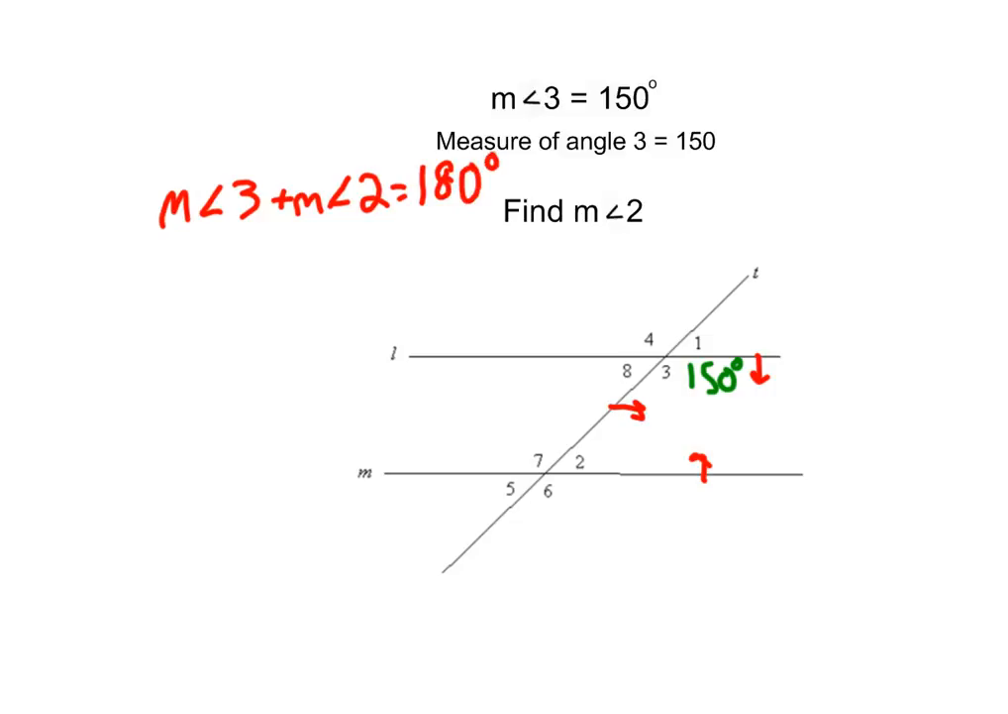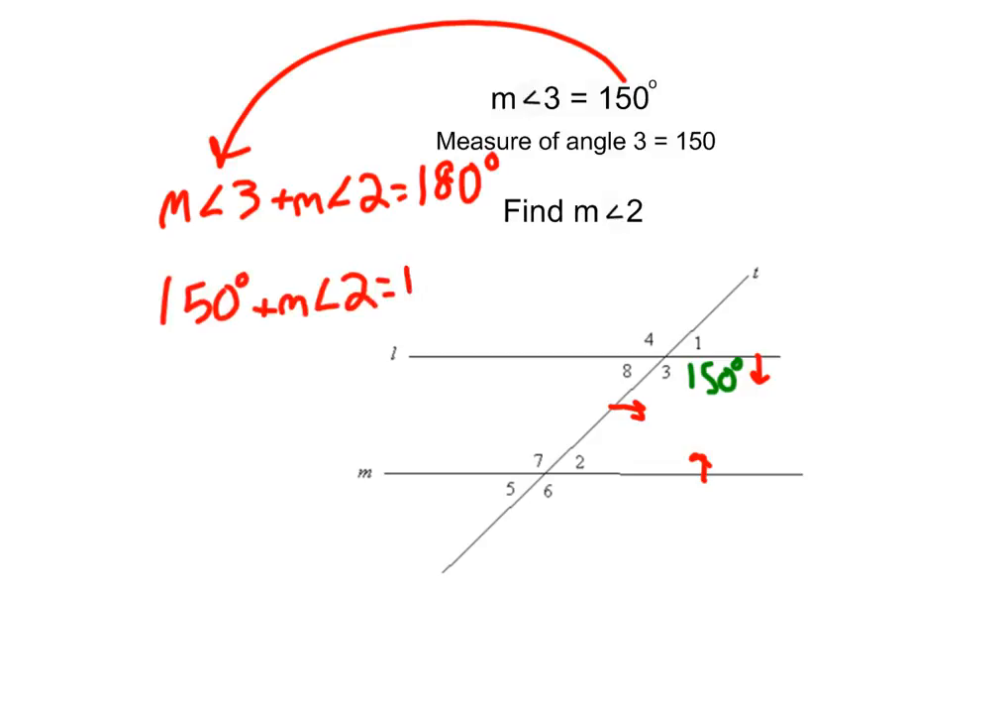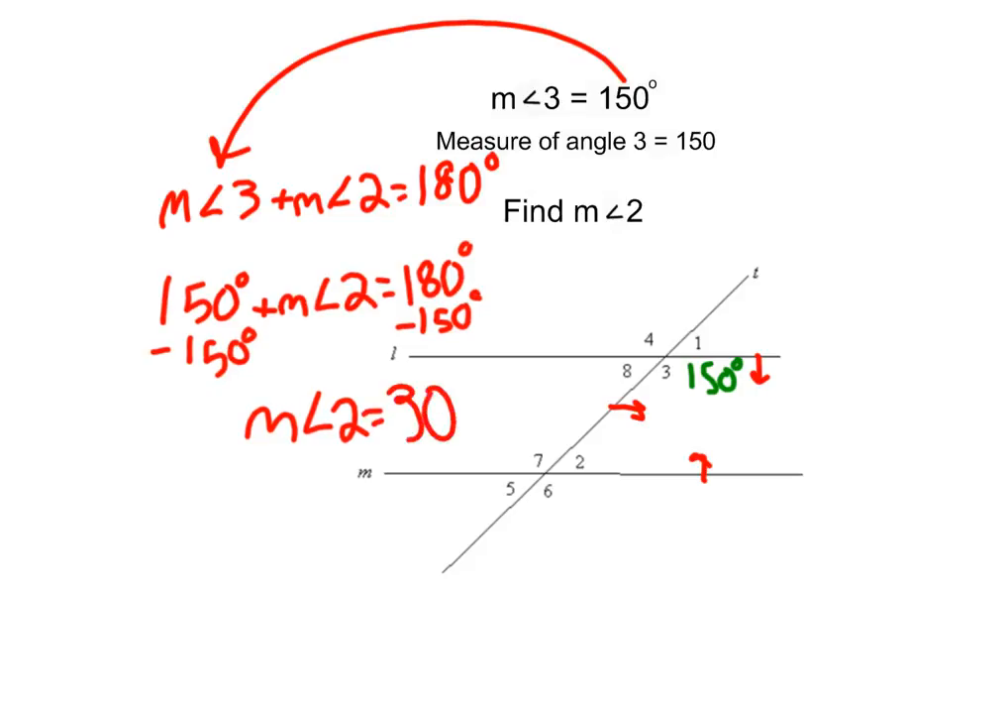And if I'm looking at that here, I can just plug in some numbers and solve. I know the measure of angle 3 is 150, so I've got 150 degrees plus the measure of angle 2 is going to be equal to 180 degrees. Now simple algebra takes over. I subtract 150 on both sides, and I get that the measure of angle 2 is equal to 30 degrees, and that's proven by the same side interior theorem.